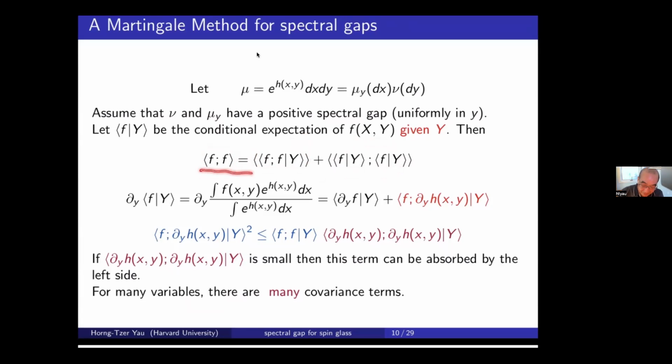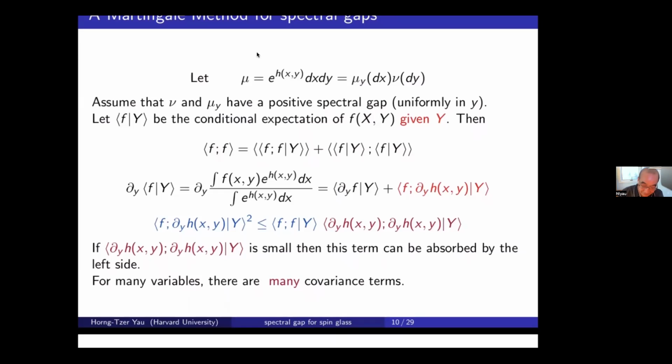And this is an identity. Now, if you assume that conditional on y, x has a spectral gap, then the first term is bounded by the derivative of f with respect to x. And you also assume that with respect to the marginal of y, you have a spectral gap. So you take the derivative of f with respect to y.